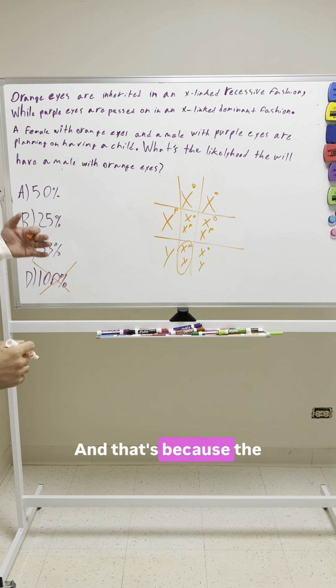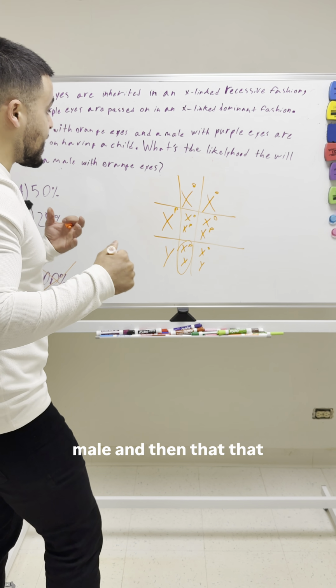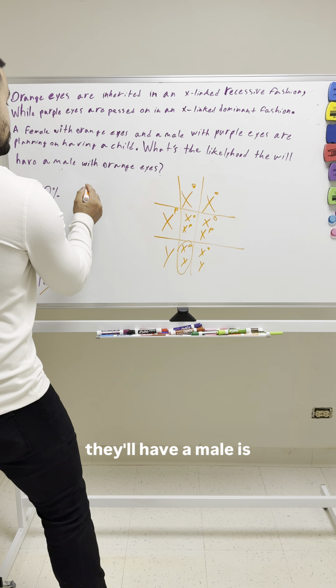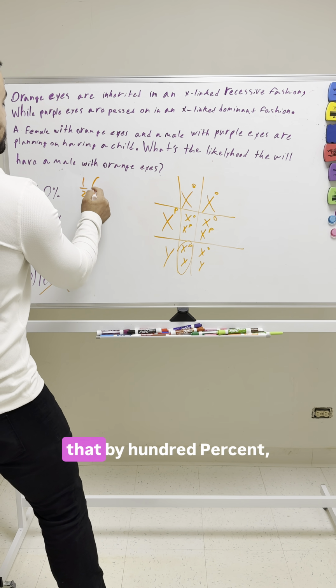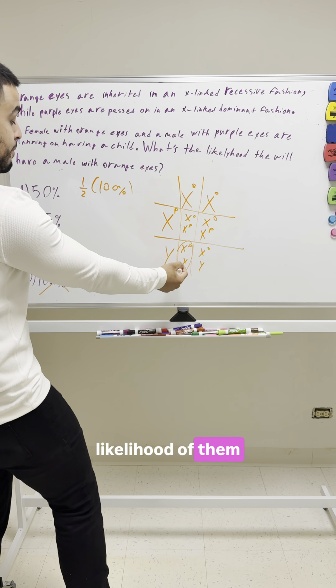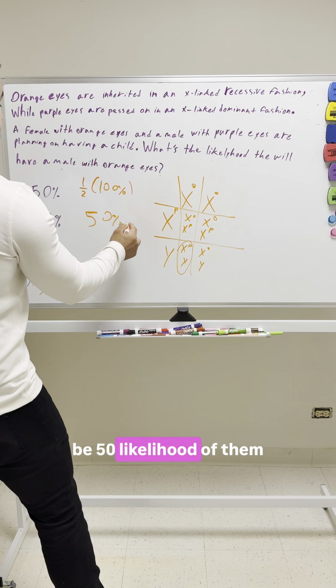This is actually incorrect. And that's because the question is asking you, what is the likelihood that they'll first have a male, and then that male has orange eyes? Okay, so the likelihood that they'll have a male is actually 50% or half, and then you multiply that by 100%, right? Because that's the likelihood of them having orange eyes, and then that'll be 50% likelihood of them having a male with orange eyes. So the correct answer is A.